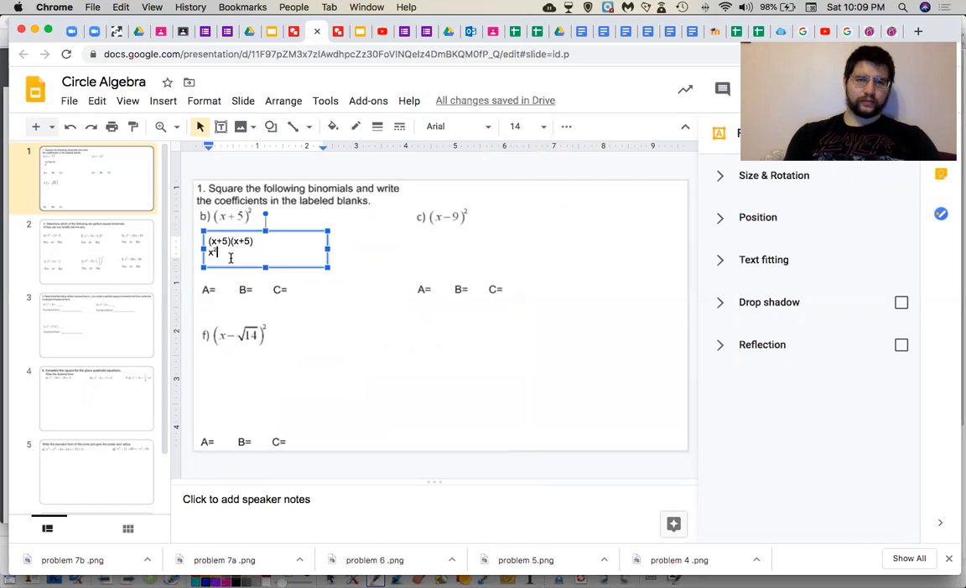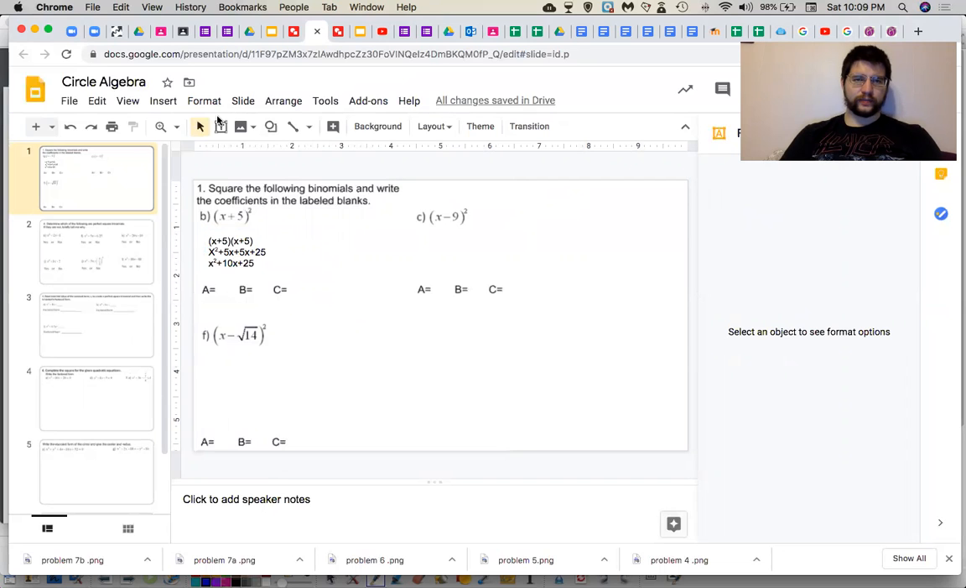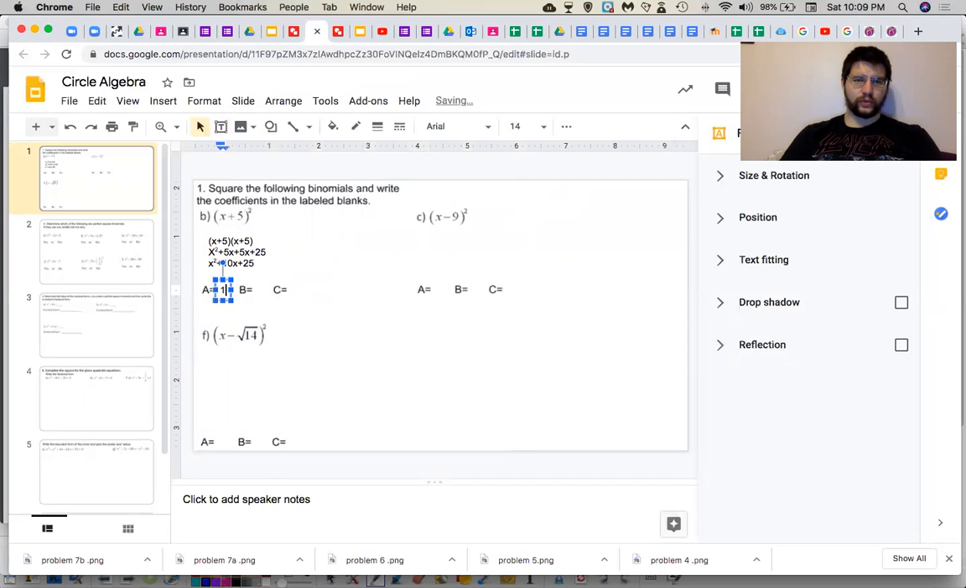So x squared plus 5x plus 5x plus 25. And it automatically capitalizes, that's okay. I just hit enter for my next line. So I'm going to combine those like terms. I'm going to hit the command dot, put that 2 there, command dot again, plus 10x plus 25. And then we're going to fill out these A, B, and C. So for A, that's going to be a 1. For B, that's 10.